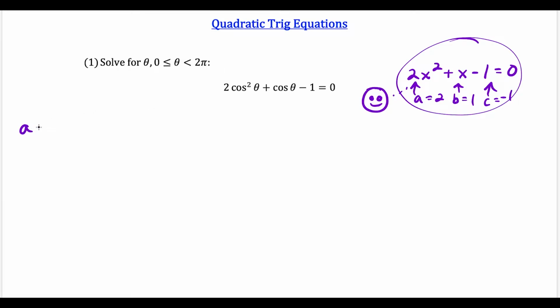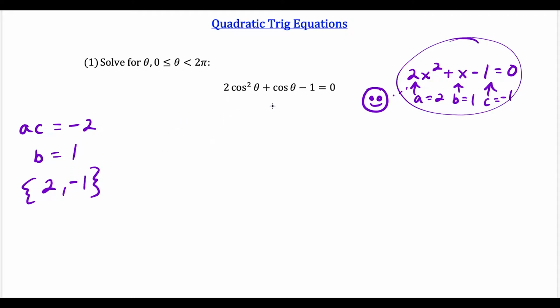So the AC term here is the product of 2 and negative 1. That's negative 2. And then our B term is 1. So what we have to think about are two numbers that have a product of negative 2 and a sum of positive 1. And the two numbers, if we think about it, are 2 and negative 1. If we multiply them, we get negative 2. If we add these, we get positive 1.